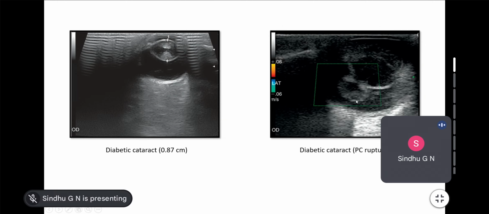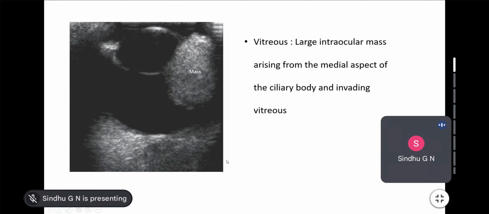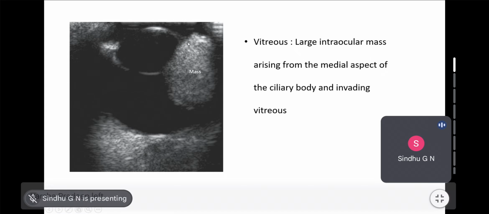Again, another posterior luxation of lens with a huge big lens. Here there is a vitreous tumor. It was arising from the medial aspect of the ciliary body and invades inward. So when we see from outside, it will be a small tumor on the ciliary body. But when you do the scan, only then we realize the gravity of the growth.